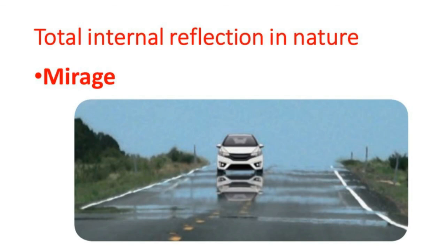Total internal reflection in nature. Mirage. On hot summer days, a patch of water may appear on the road. This is an illusion. In summer, the air near the ground becomes hotter than the air at higher levels. Hotter air is less dense and has smaller refractive index than the cooler air. Thus, a ray of light bends away from the normal and undergoes total internal reflection. Total internal reflection is the main cause for the spectacular brilliance of diamonds and twinkling of stars.